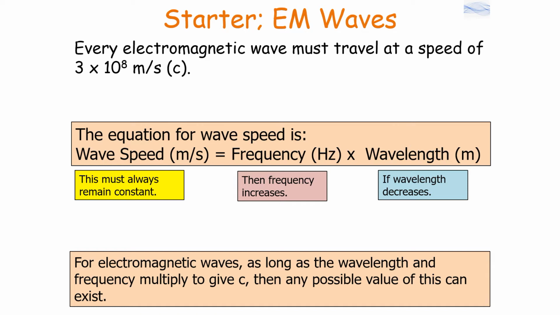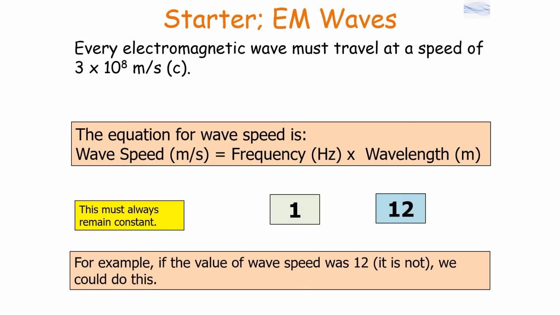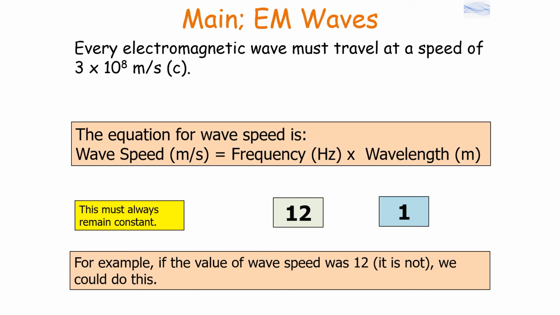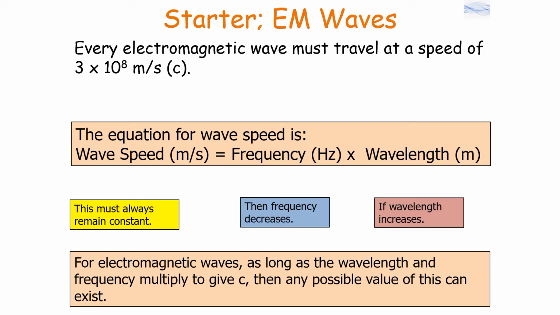This is shown if, for example, we said the wave speed was 12. Obviously it's not, but let's just look at it in this example. You could have 1 times 12, 2 times 6, 3 times 4, 4 times 3, 6 times 2, and 12 times 1. In all examples, those two numbers multiply together to give the same value, 12, but you'll notice as the frequency went up, to compensate, the wavelength went down. So for electromagnetic waves, as long as the wavelength and frequency multiply to give the wave speed, then any possible value can exist.